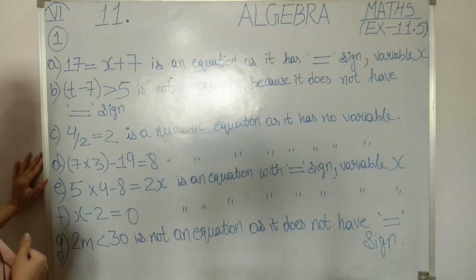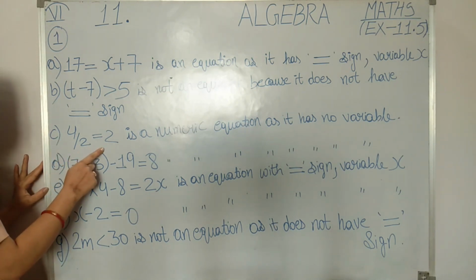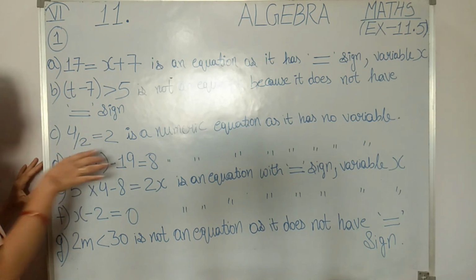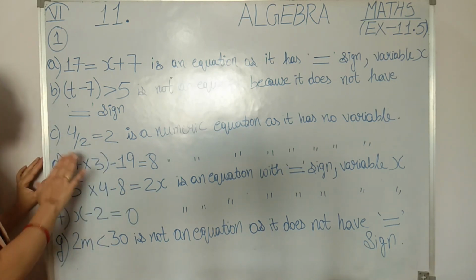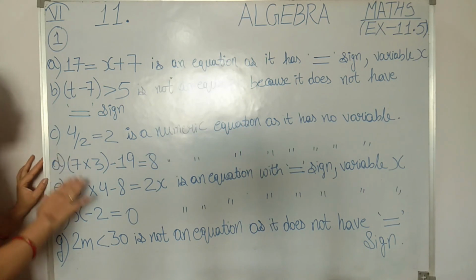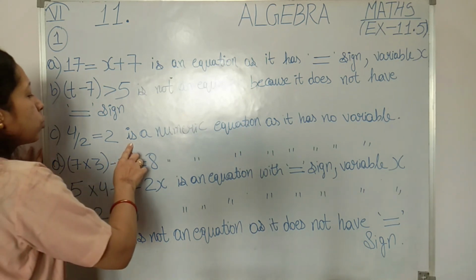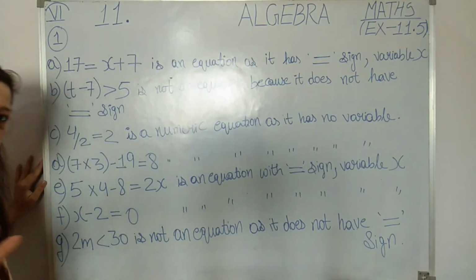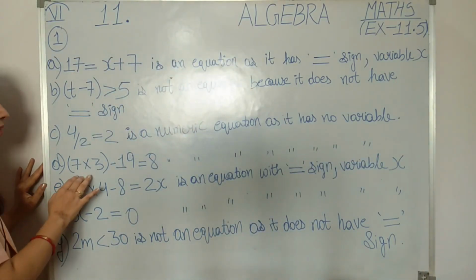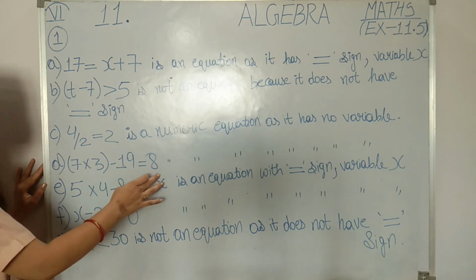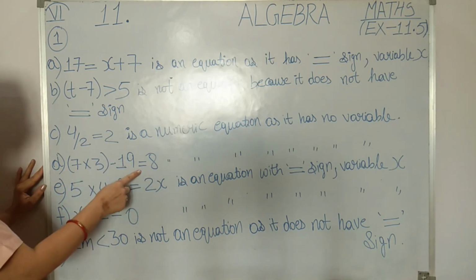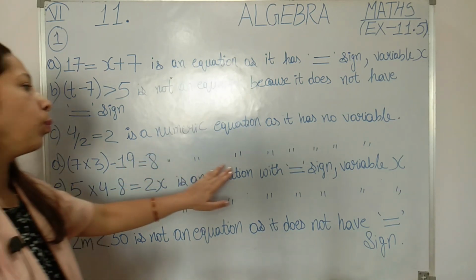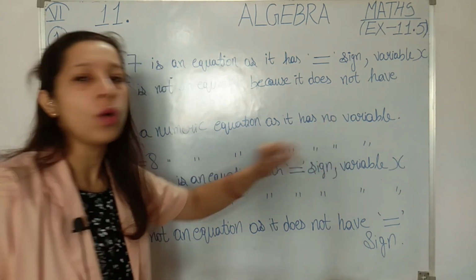Got it students? Third point, 4 upon 2 equals 2. Yes, equal to sign is there, so this is an equation, but is a variable there? No, variable is not there, so it is a numeric equation, students. So I have written: 4 upon 2 equals 2 is a numeric equation as it has no variable. Got it students? Point number D, 7 into 3 minus 19 equals 8. No variable, but it is an equation as it has an equal to sign. So the same line you are going to copy: is a numeric equation as it has no variable.